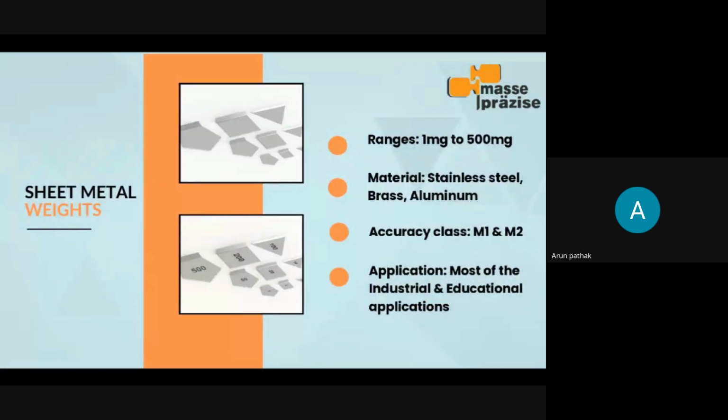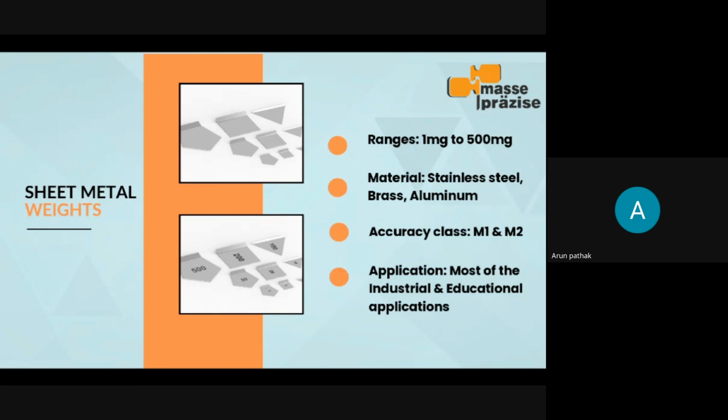Next one is sheet metal weights. Sheet metal weights, also referred to as fractional weights or leaf weights, are the weights in the range of 1 mg to 500 mg, basically below 1 gram weights. These weights are made of stainless steel, brass, or aluminum in predefined shapes of pentagon, square, and triangle. Series 1, that is 1 mg, 10 mg, and 100 mg, is triangle. Weights of 2 mg, 20 mg, and 200 mg are square, and weights of 5 mg, 50 mg, and 500 mg are pentagon in design.